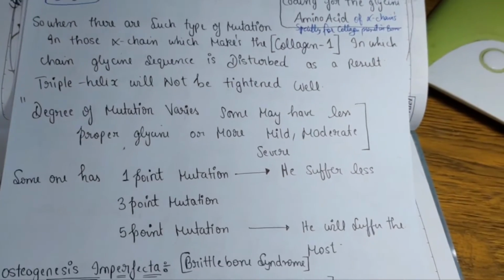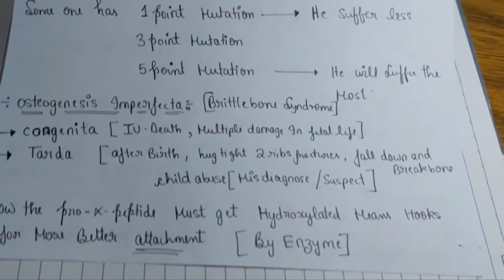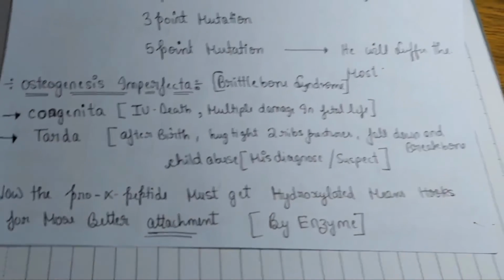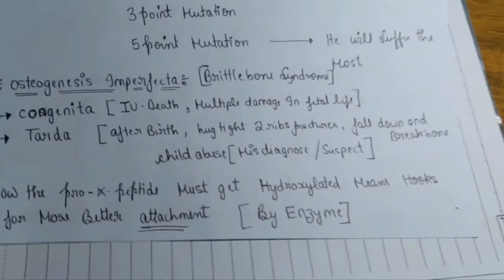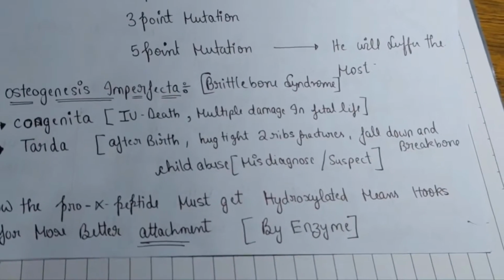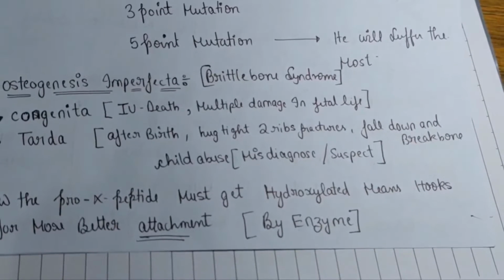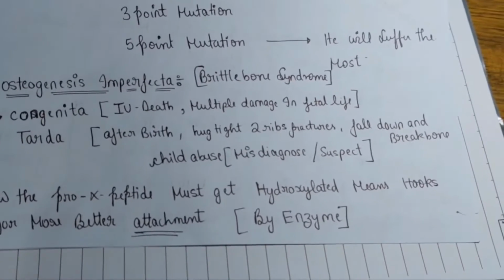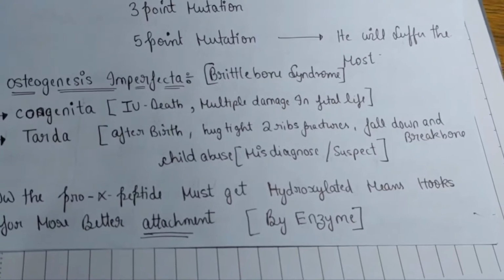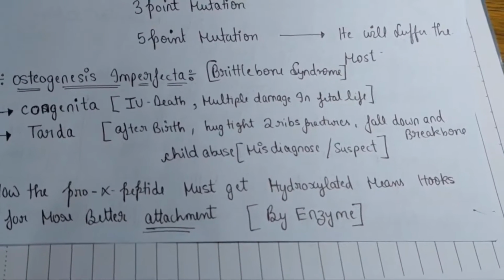Now the degree of mutation can vary. It can be mild, moderate and severe. And osteogenesis imperfecta is of two types. We have osteogenesis imperfecta congenita, where the baby dies within the uterus itself because he has such weak bones that his skull crushes and the brain gets damaged, or the ribs break within the uterus. So it is intrauterine death, and it is called osteogenesis imperfecta congenita.